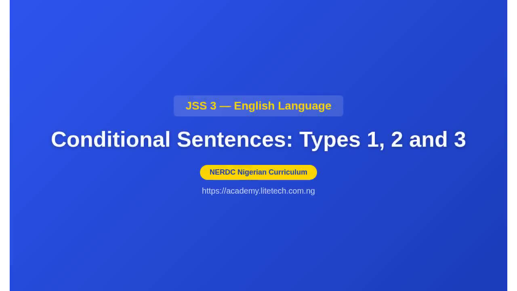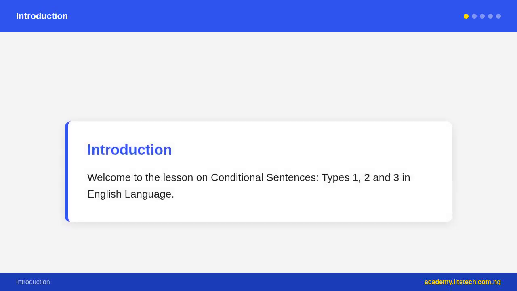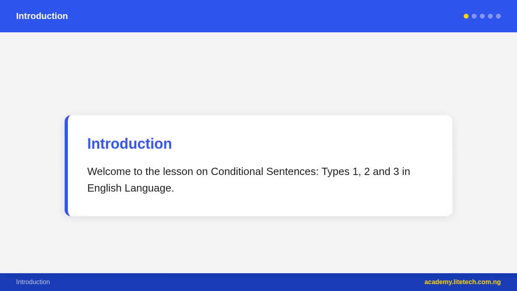Welcome to English Language for JSS 3. Today we study conditional sentences, types 1, 2, and 3. These are very commonly tested in the BECE grammar section.